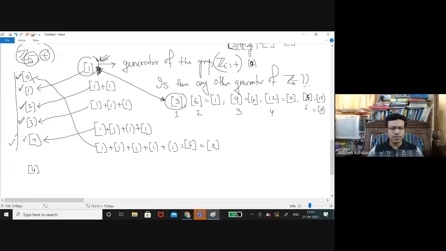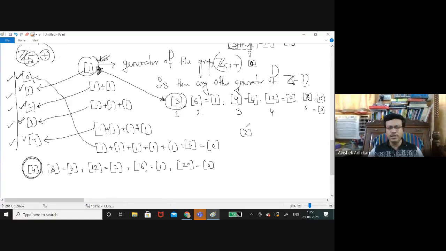So 4 generates 4. If I add up 4, that means 8, which is nothing but class 3. If I have 3 times, then 12. That gives me class 2. If I add up 4 times, 16, that gives me class 1. And if I do 5 times, that becomes 20, and that is 0. So you can see that 4 is also a generator. Now you can check that class 2 will also be a generator.